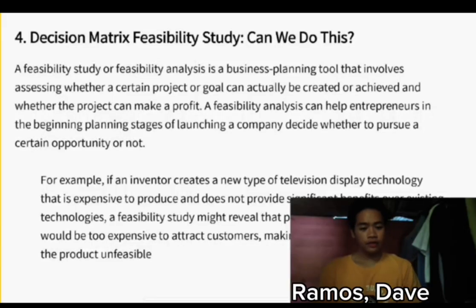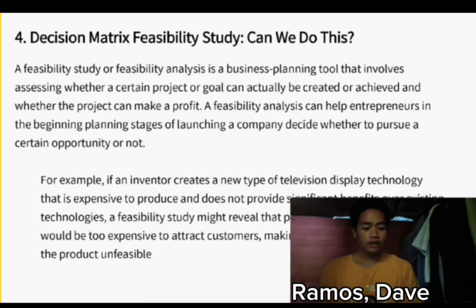Decision matrix, feasibility study. Can we do this? A feasibility study or feasibility analysis is a business planning tool that involves assessing whether a certain project or goal can actually be created or achieved, and whether the project can make a profit.